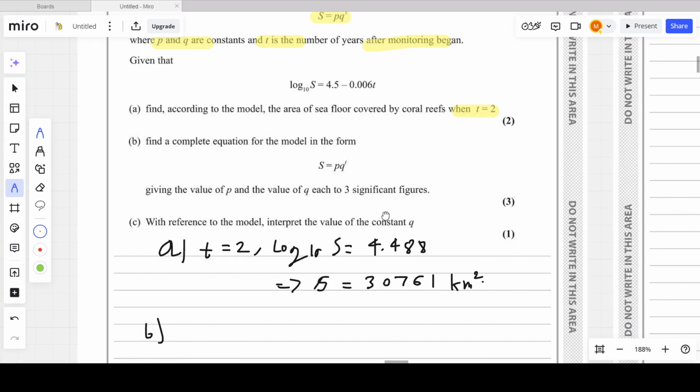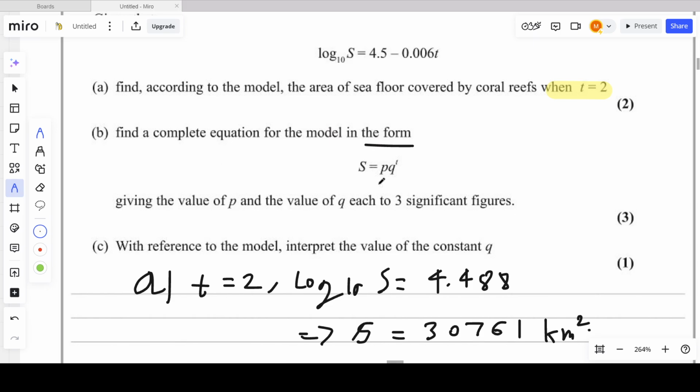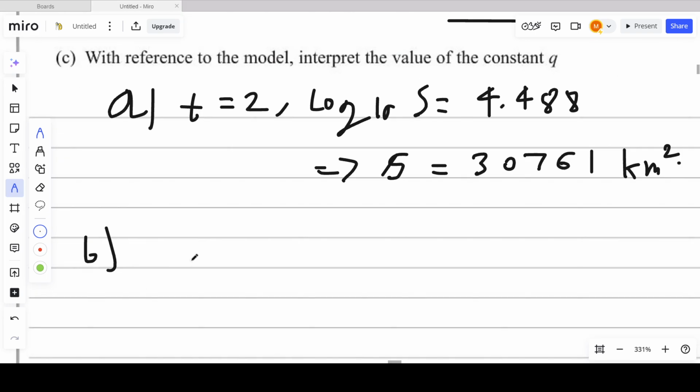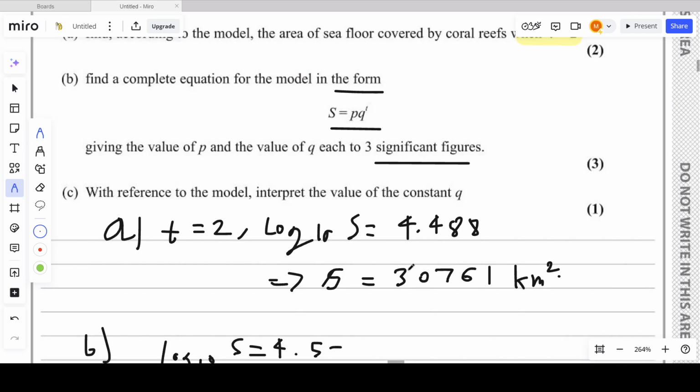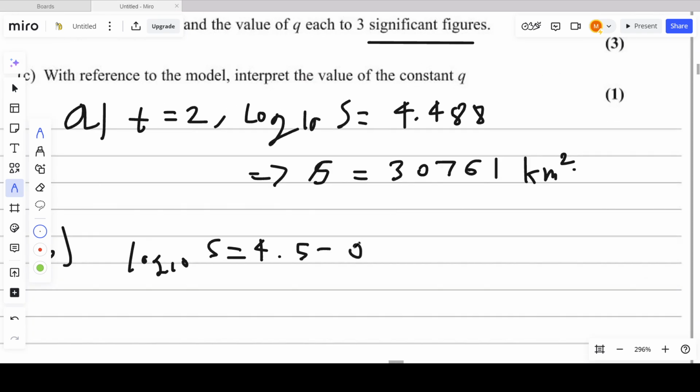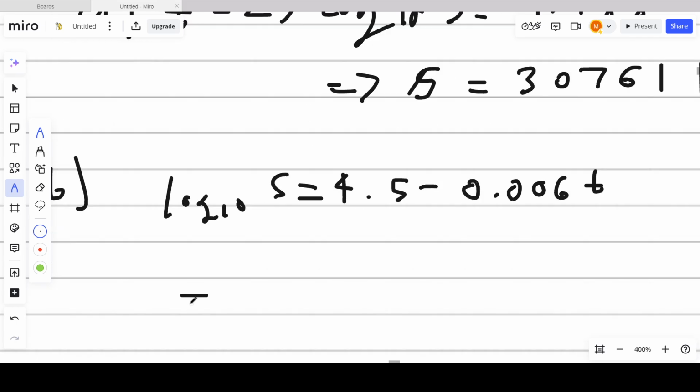For part B, we need to find a complete equation for the model in the form S equals P Q to the power t. We need to give P and Q to 3 significant figures. So we need to convert this logarithmic equation into its exponential form. So log base 10 S equals 4.5 minus 0.006 t. From there, make S the subject.